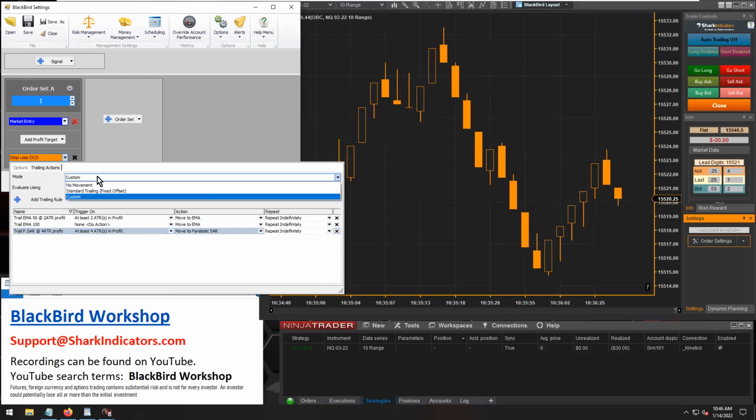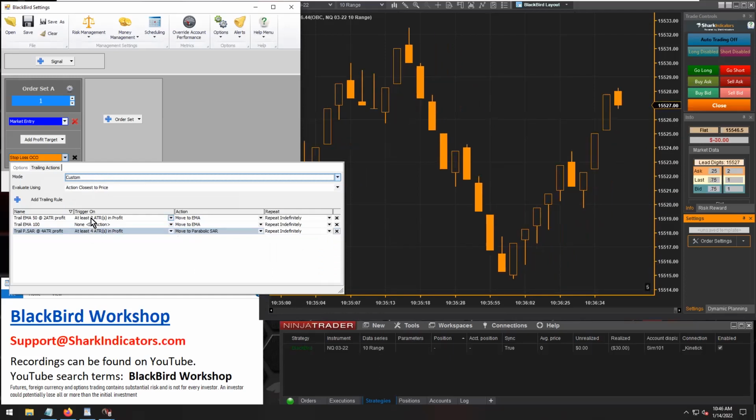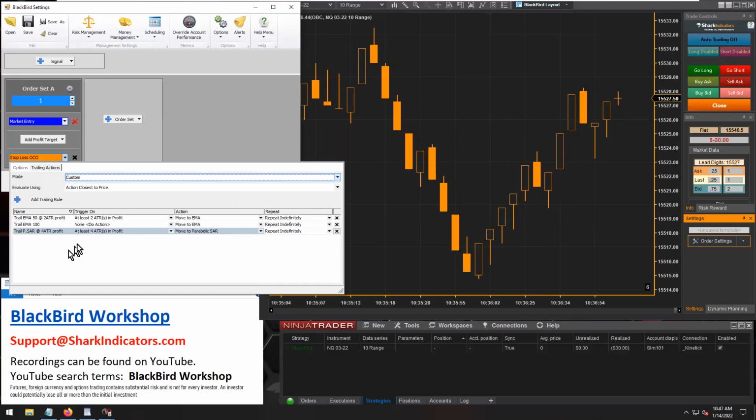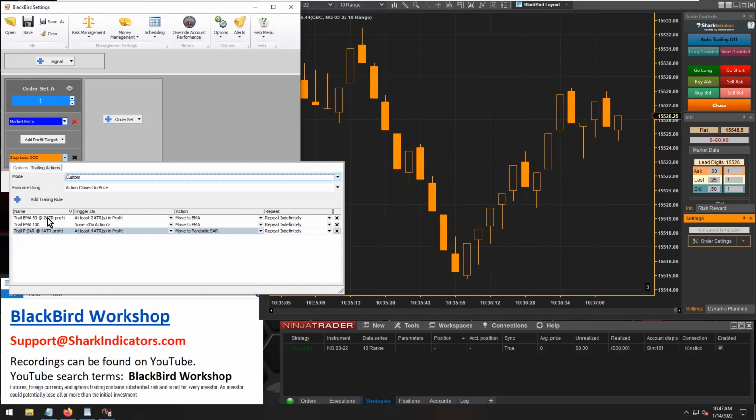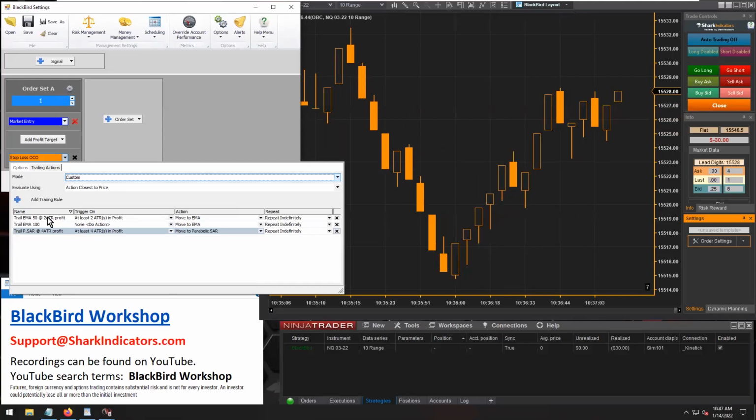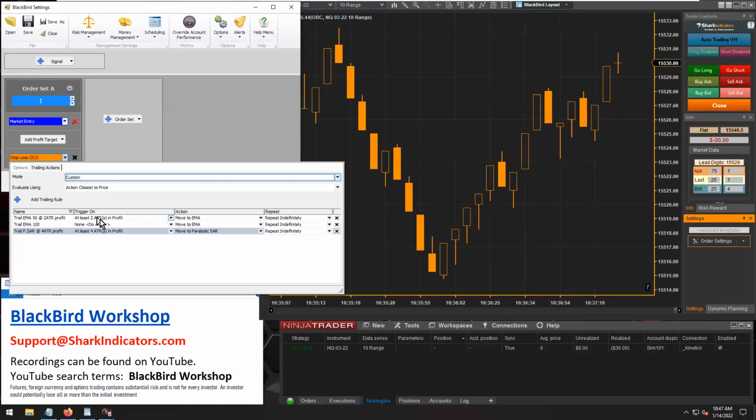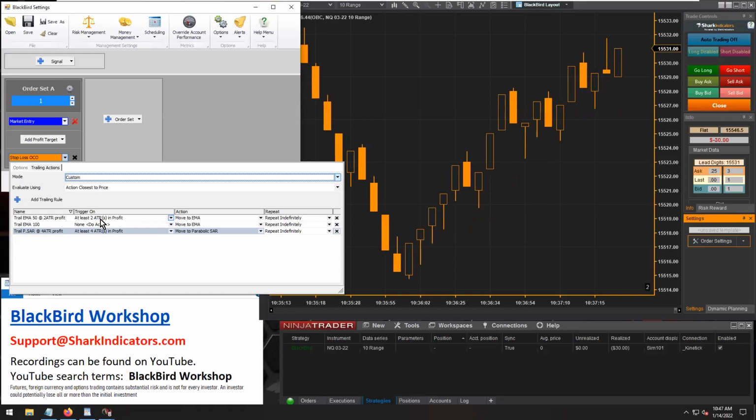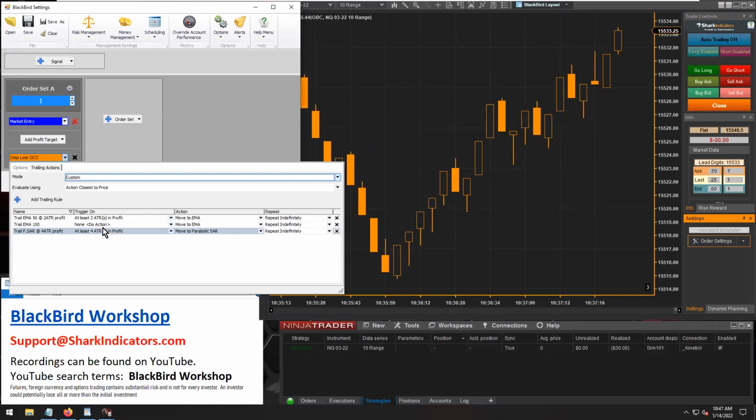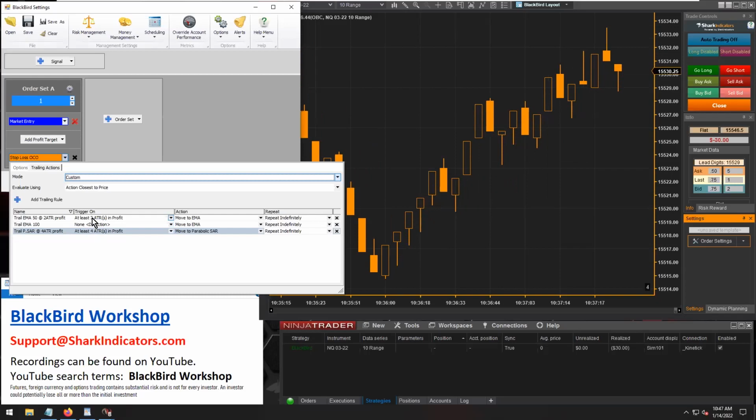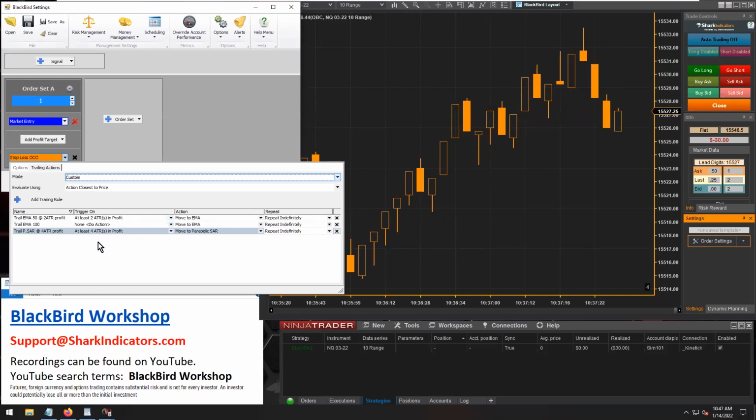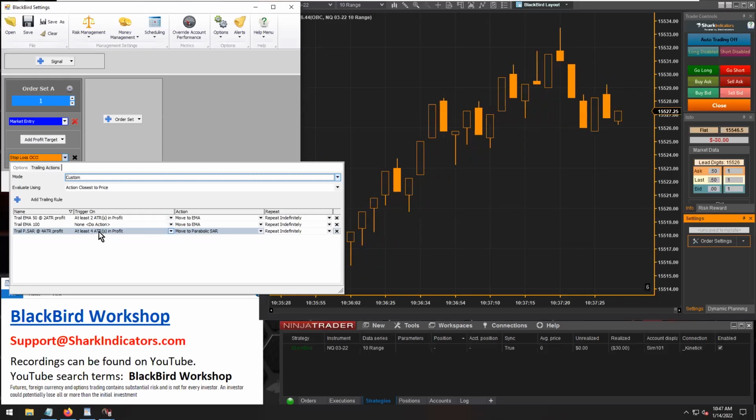So that is how you would set up a 3-tiered trailing stop loss. The key here is setting up the triggers. The stop loss is going to jump from one indicator to another indicator based on the profit of the trade. So the trigger is monitoring the 2 ATRs of profit versus the 4 ATRs of profit.